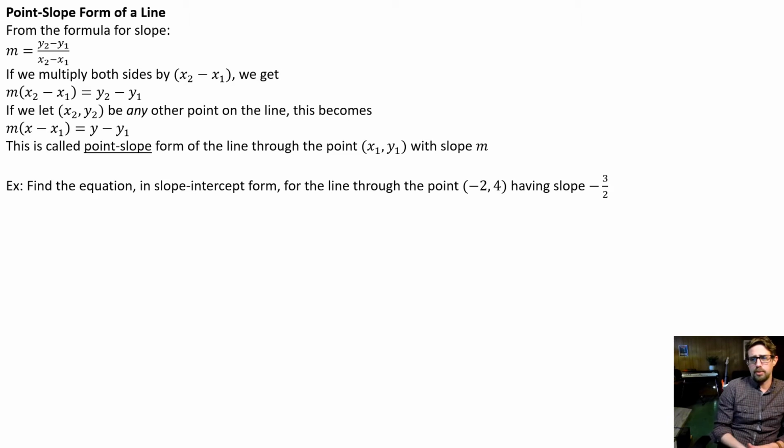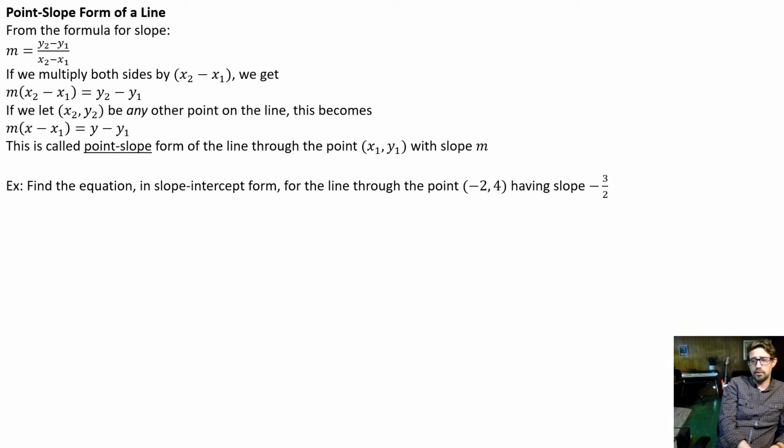Okay, so this is the type of question we can answer now. Find the equation in slope-intercept form, so that's mx plus b, for the line through the point negative 2, 4, having slope negative 3/2. So we could go ahead and sketch that line now. We could plot the point and then go down 3 and over 2. But we're not asked to sketch it. We're asked for an equation for it. And this is the fastest way to do it. And it lets us bust out point slope form.